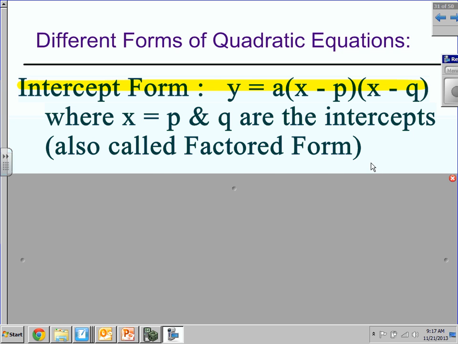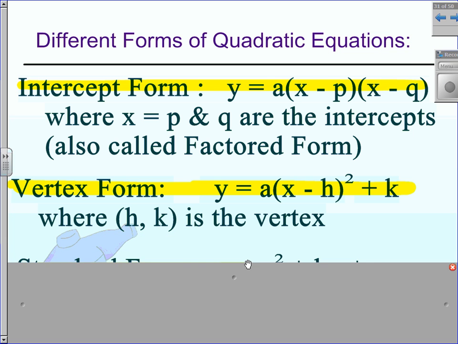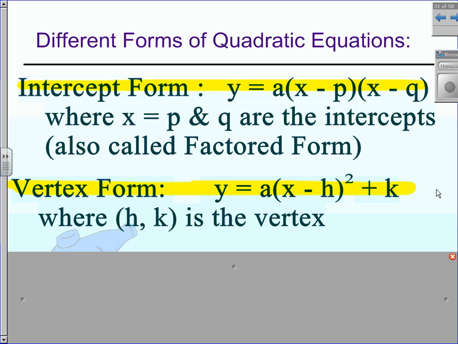And just as a note, p and q might be listed as different letters. They could use x1 and x2. I've seen various letters used there, but p and q are just fine for naming the intercepts as well. Next, we have our vertex form. The vertex form is very useful in graphing because it tells you exactly where the vertex is.